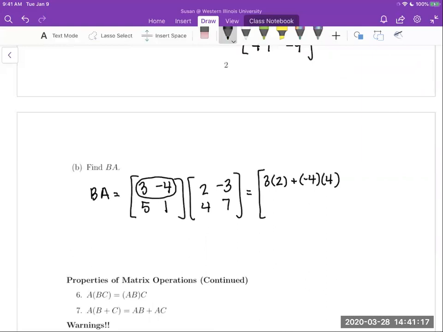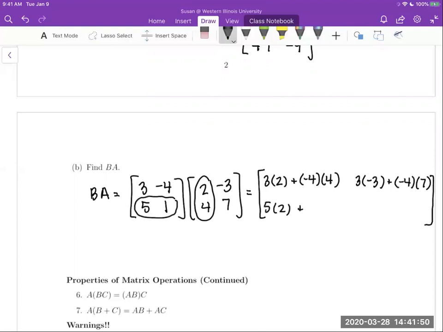All right, now we want to do row 1, column 2. So I'll circle column 2. That entry is 3 times -3 plus -4 times 7. All right, and now we'll move on to row 2, column 1. Here's row 2, here's column 1, and that's going to go in the row 2, column 1 entry in the product. So 5 times 2 plus 1 times 4.